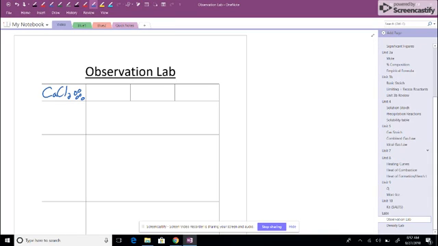The second chemical we had was sodium bicarbonate. This would be the formula for that. So NaHCO3. This is a little white powder, and it's commonly called baking soda.